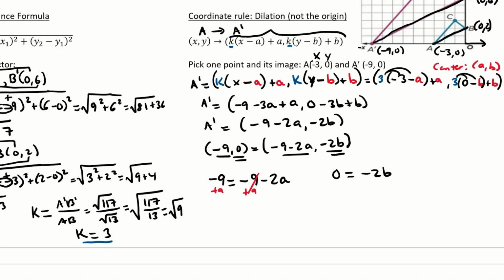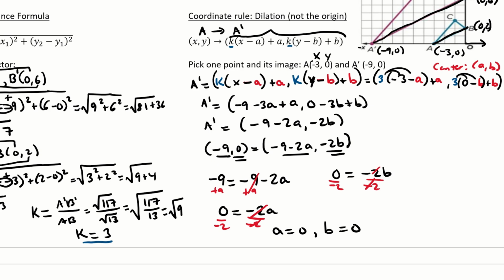Cancel that out. And in this equation, I'm going to divide by negative 2 to cancel that out. All right, so we have negative 9 plus 9 is 0 equals negative 2a. Divide by negative 2 on both sides. That cancels out, and I get 0. So we have a is equal to 0, and b is equal to 0.